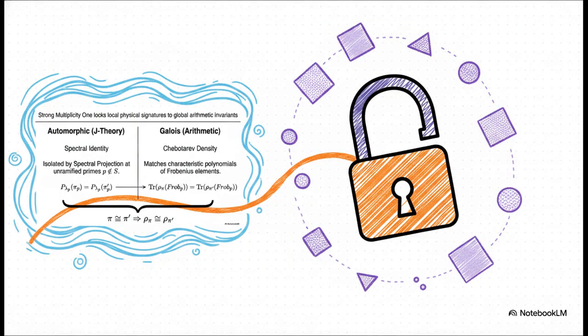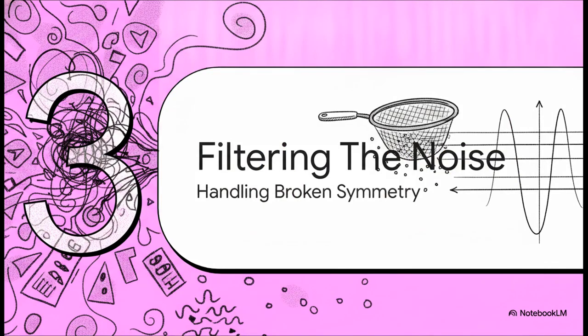You can see the mathematical lock right here at the bottom. What this does is force the automorphic spectral identity, our continuous ocean, to perfectly match the Galois arithmetic identity, which is the Chebotarev density of those discrete islands. It creates an unbreakable tether, proving that the highly localized physical signatures perfectly match the global arithmetic invariance. Moving on to part 3, filtering the mathematical noise.